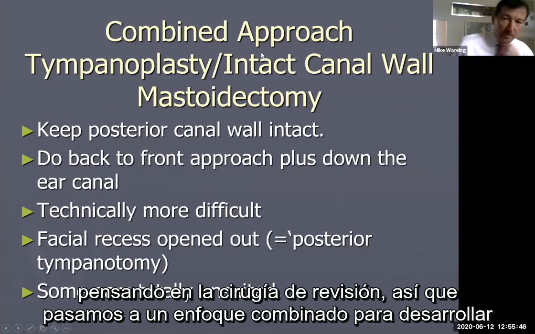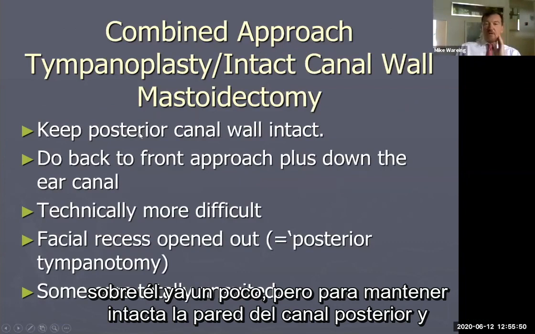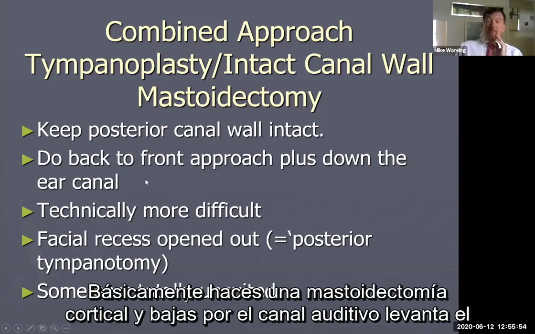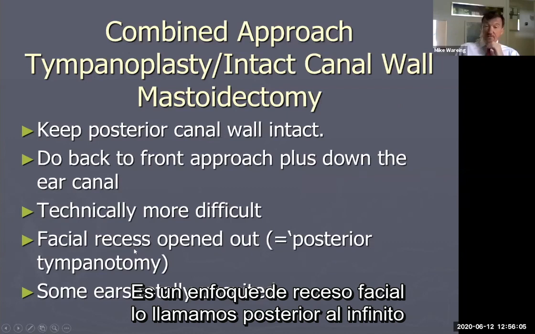So we move on to combined approach tympanoplasty or intact canal wall mastoidectomy. So the idea here, we've gone over it a bit already, but to keep the posterior canal wall intact, and you basically do a cortical mastoidectomy, and you go down the ear canal, lift the eardrum up. More difficult, you open the facial recess out. So the Americans call it a facial recess approach. We call it a posterior tympanotomy.